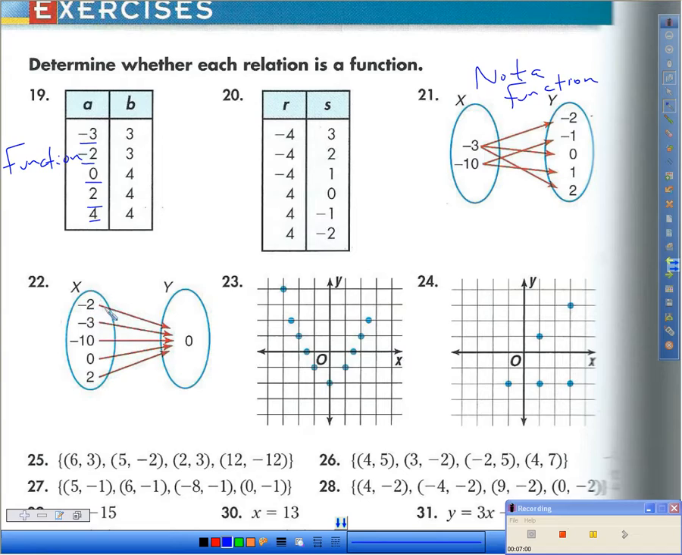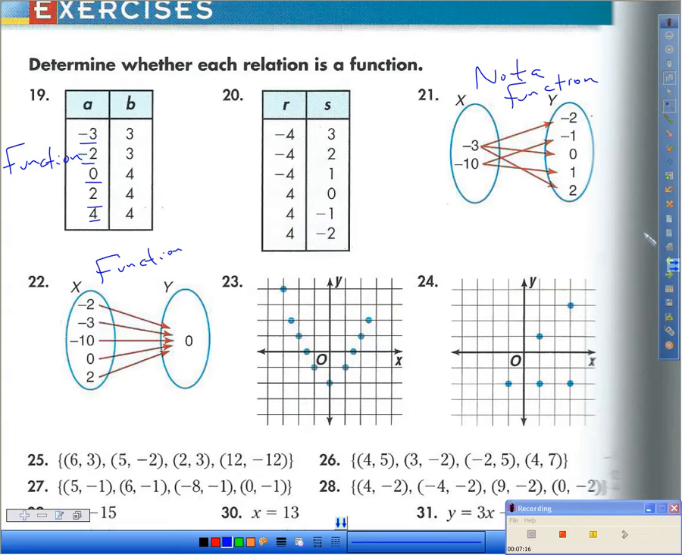If we look at 22 though, this is a function. The reason it is a function, we see that 0 is paired up with 5 different x values, but none of the x values are being repeated. That means that we don't have more than one arrow coming from each x value. 23, we would use the vertical line test, and 24, we would use the vertical line test as well.